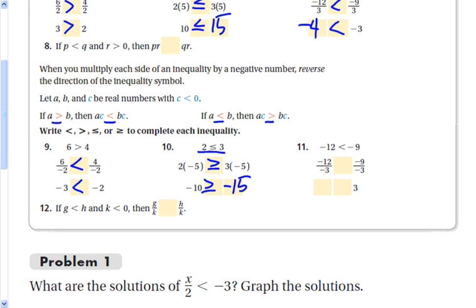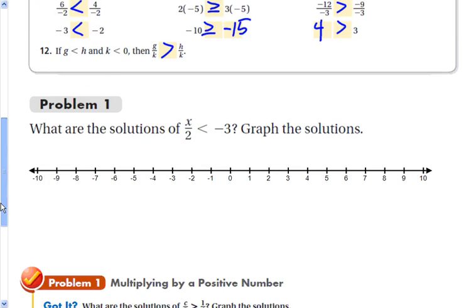The last thing, we're starting with the inequality -12 is less than -9. We're going to divide both sides by -3. When we do that, we have to reverse the symbol because we now have 4, and 4 is greater than 3. So if G is less than H and K is less than 0, then G divided by K will be greater than H divided by K. We reverse the symbol.